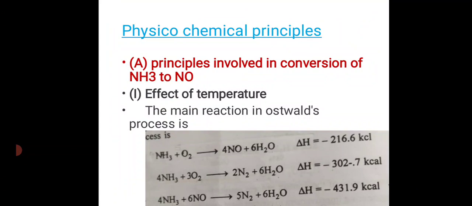Then, physicochemical principles for nitric acid: principles involved in the conversion of NH3 to NO. First, effect of temperature. The main reaction in the Ostwald process is 4NH3 plus 5O2 to form 4NO plus 6H2O, delta H is equal to minus 216.6 calories. Next, 4NH3 plus 3O2 gives 2N2 plus 6H2O, delta H is equal to minus 302.7 calories. Then the last one, 4NH3 plus 6NO gives 5N2 plus 6H2O, delta H is equal to minus 431.9 calories.